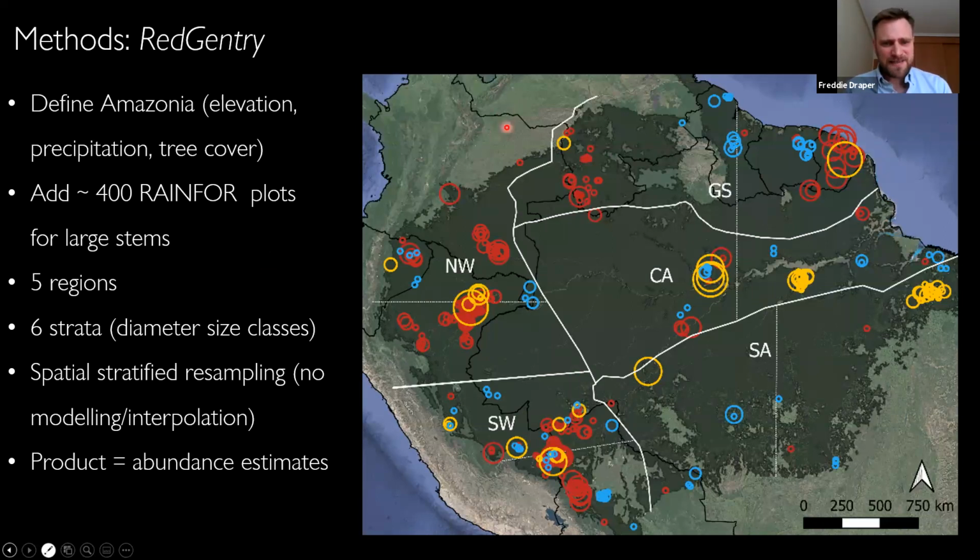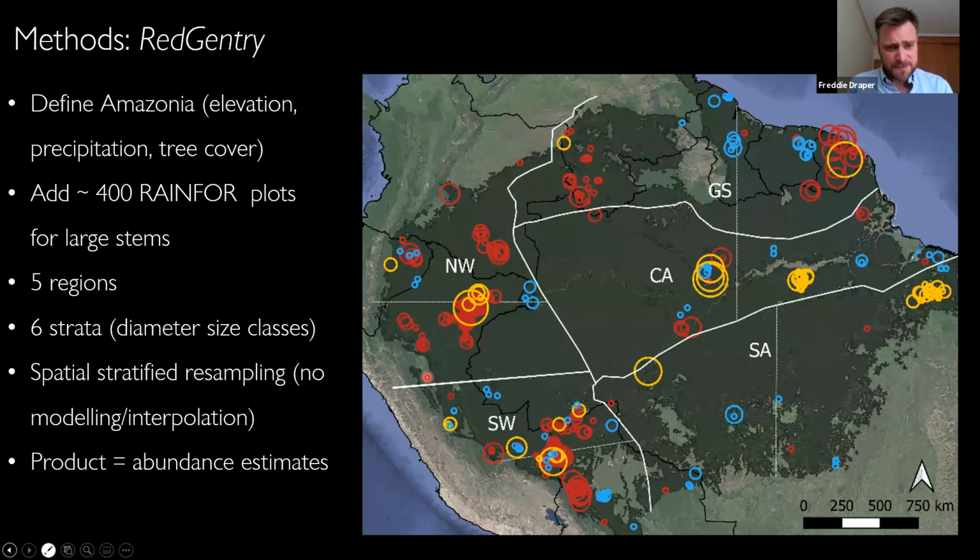And then we basically divided the basin up into these 5 regions, which is signaled by these solid white lines, and 6 strata, which we used diameter size classes to divide up. So the smallest was 2.5 to 5 centimeters, and that moved through to the largest size classes, which was trees above 50 centimeters.